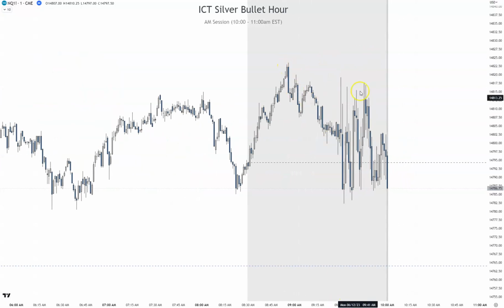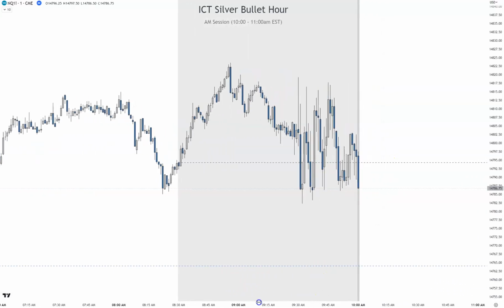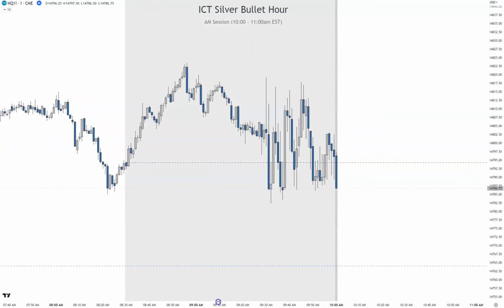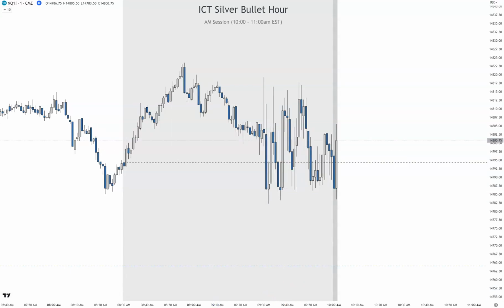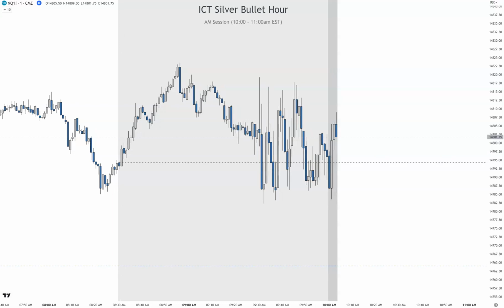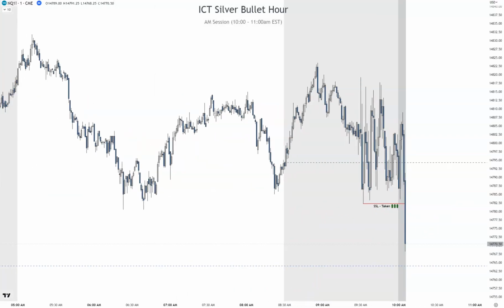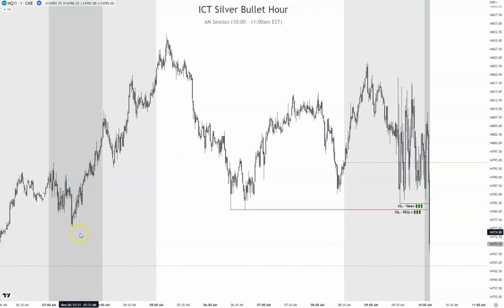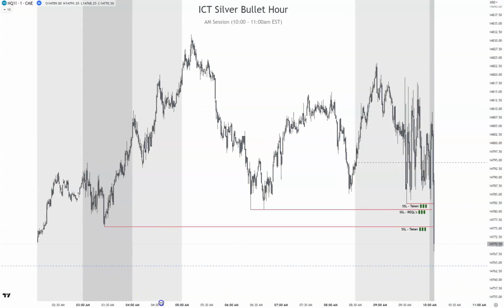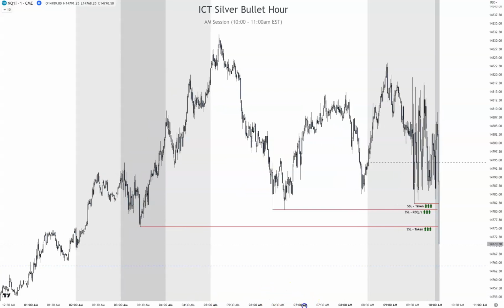I'm either looking for this to get taken out or these lows to be taken out, and we're kind of coming down right now. So right now I'm looking for the lows to be taken out, but let's see what happens. It's still choppy. So there's a swing low there taken out. And there's this swing low taken out. Let's see if there's anything else. I took out that swing low as well. And nothing else there.